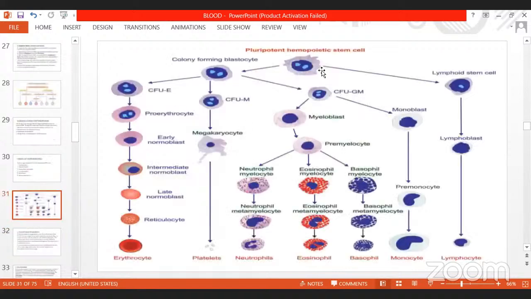In this diagram, we can see the changes happening in the erythrocyte, from the pluripotent hemopoietic stem cell, it forms the colony forming blastocyte, to form colony forming unit erythrocyte, then the pro-erythroblast, early normoblast, intermediate normoblast, late normoblast, reticulocyte, and erythrocyte. Here we can see the color is changing, the size is changing, and the nucleus is disappearing, and the erythrocyte is forming.